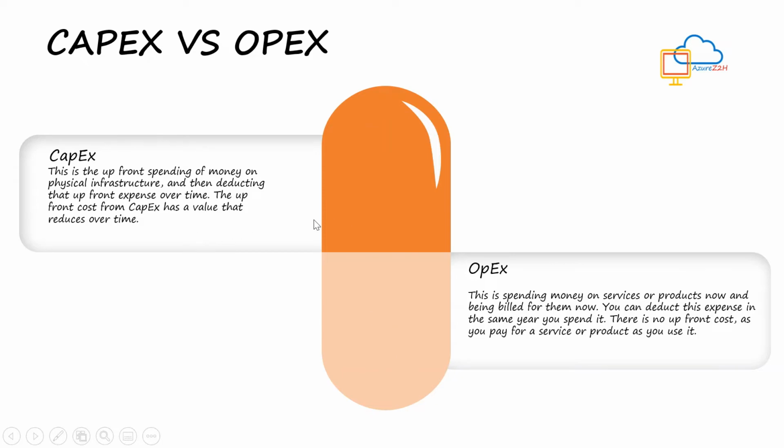Let's discuss a few other concepts. Another important concept is capex and opex. Capex is capital expenditure and opex is operational expenditure. Capex is the upfront cost you spend on buying some physical infrastructure. It can be storage devices, servers, network devices, and so on. Opex is something where you don't spend upfront cost. It's a pay as you go model.